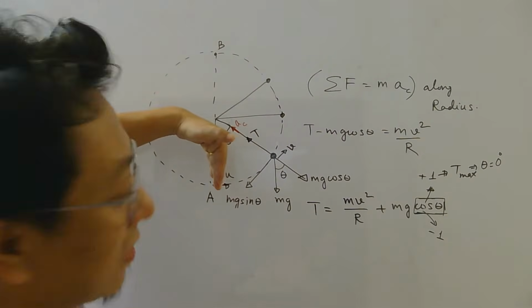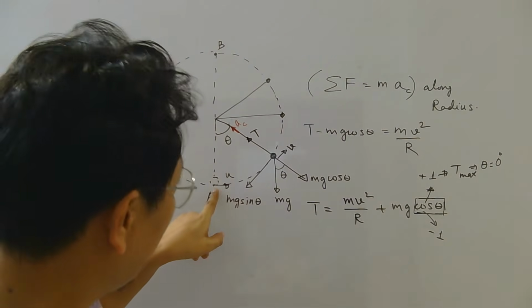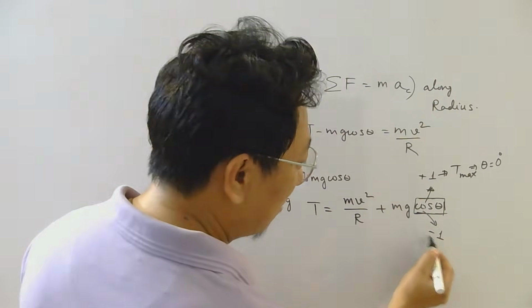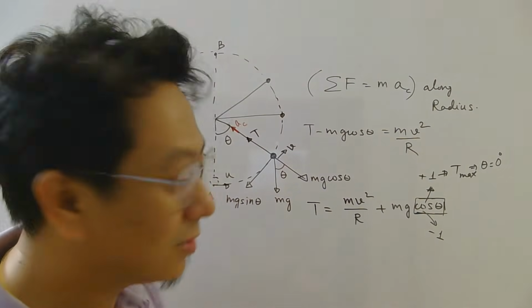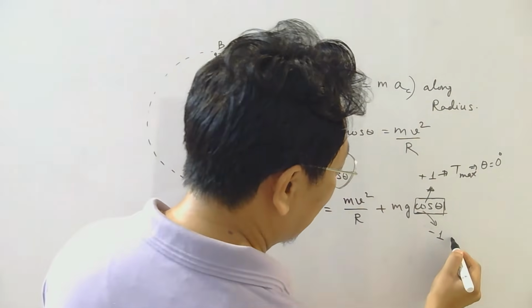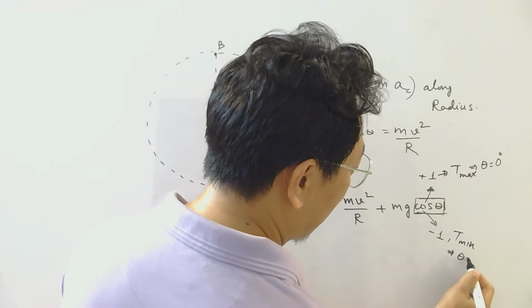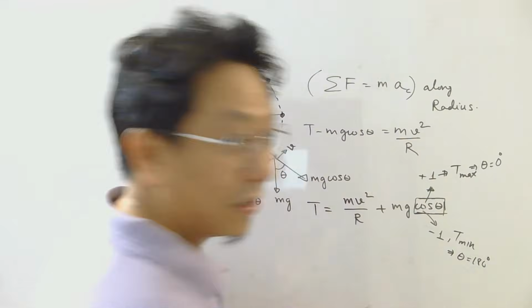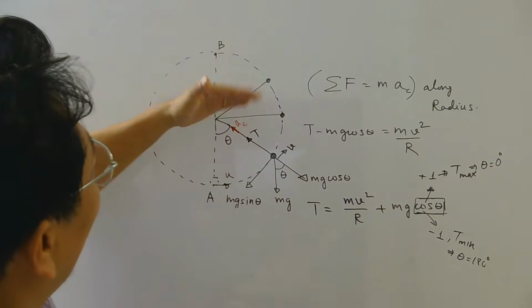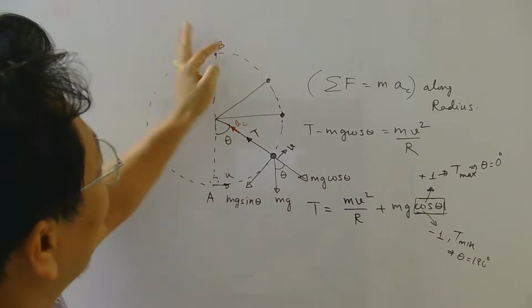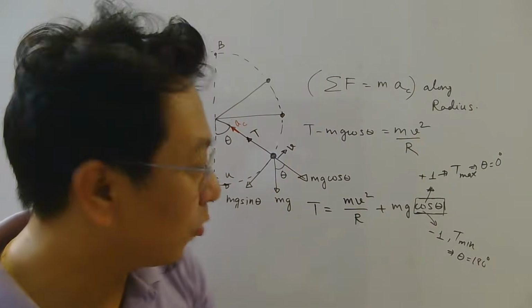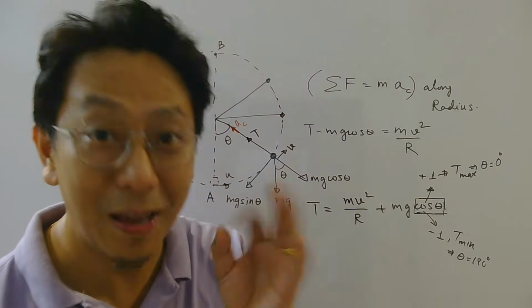0 degrees means here. So tension is maximum here. And tension is minimum when cos theta becomes minus 1, which happens at theta equal to 180 degrees. And 180 degrees means this point, the highest point. So at the lowest point, tension is maximum. At the highest point, tension is minimum.